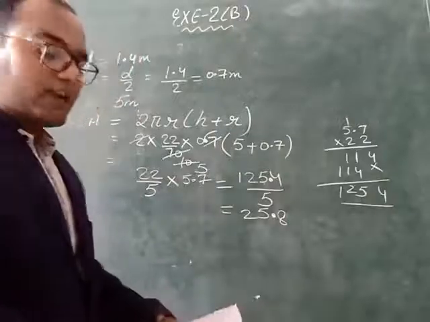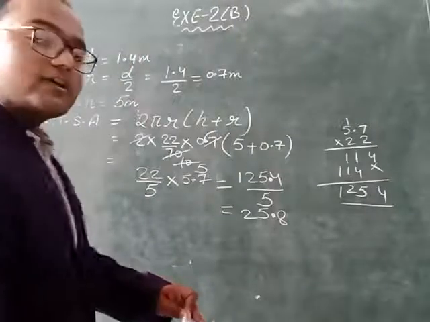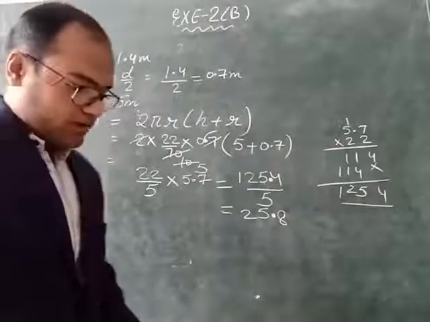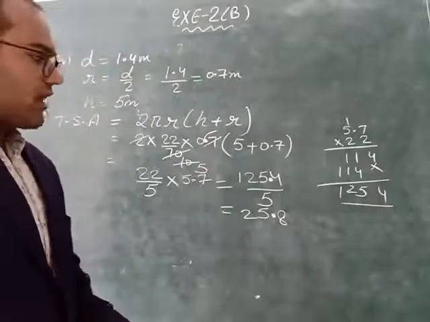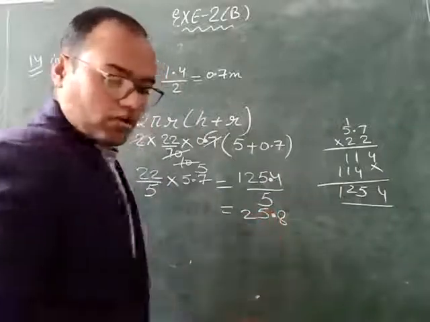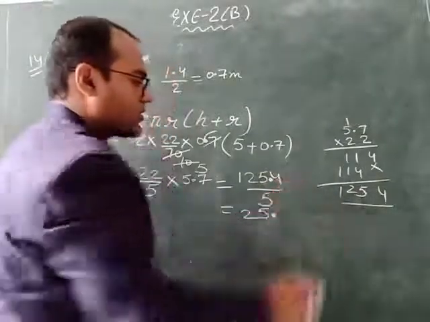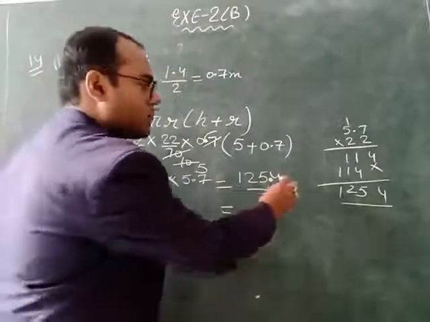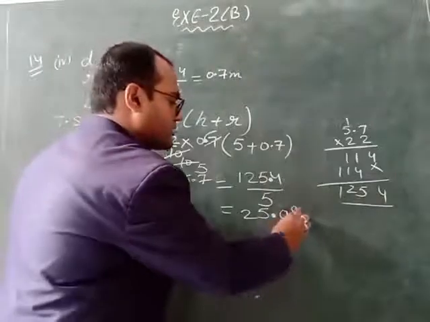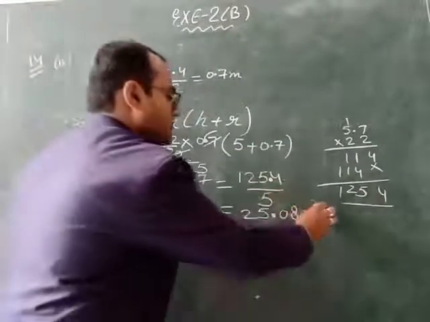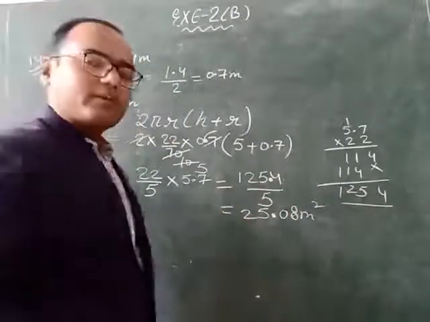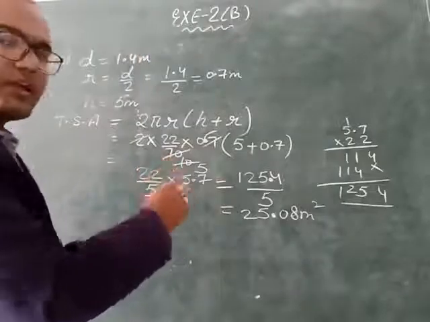So the answer will be 25.08. This is the total surface area. Total surface area means area is coming, and as you know very well, in the unit of area we have to put square. So the answer of the 14th question, fourth part, will be 25.08 meter square. Here we also have to take a 0 because 4 is not divisible by 5, so we add a 0 in the answer. This is the total surface area.